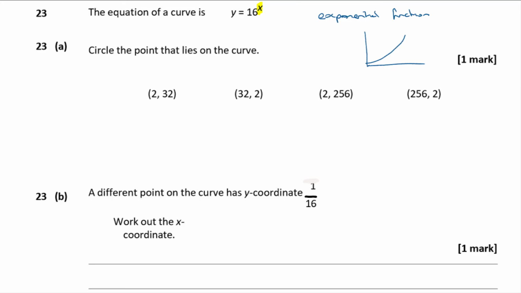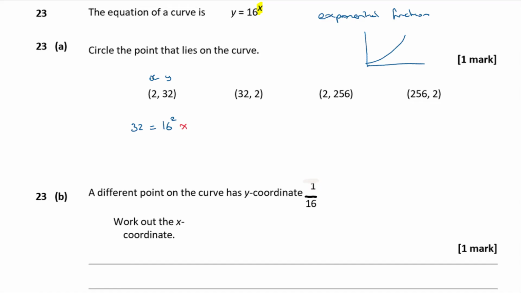Now, which of those points lie on the line? It's just about a matter of putting the values in to see if they hold, isn't it? So for this first one, 2 and 32, the first one is our x value, isn't it? And the second one is our y value. So if y equals 16 to the power of x, if this point is on the line, then those values should work in the equation. So y, 32, should be equal to 16 to the power of 2. Is 16 squared equal to 32?